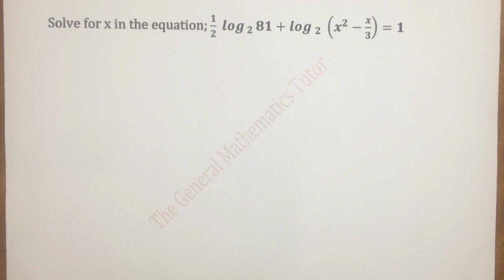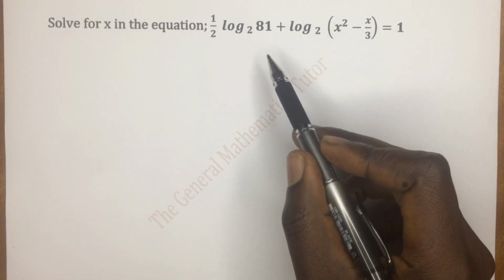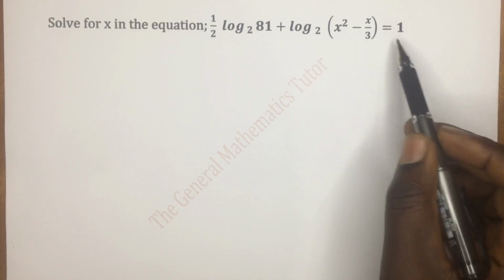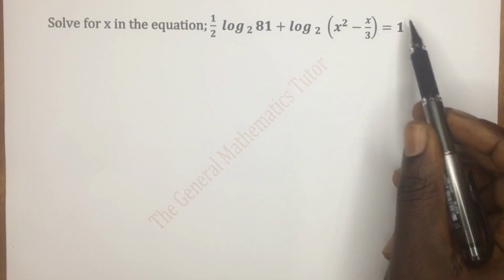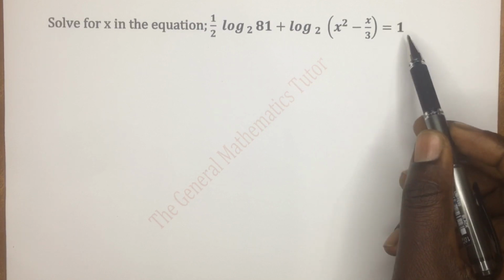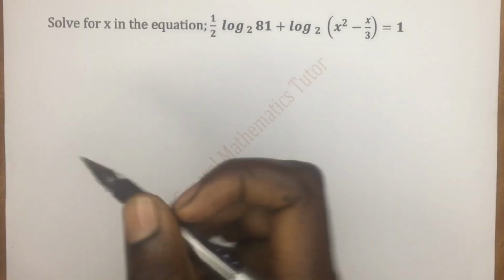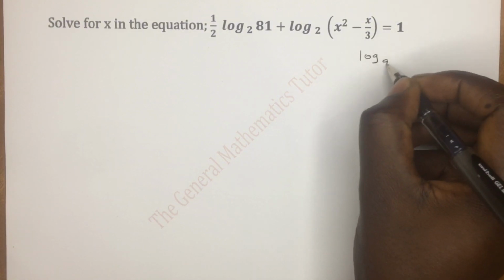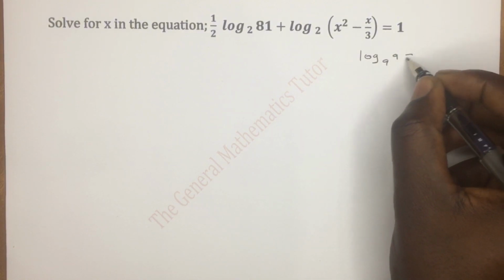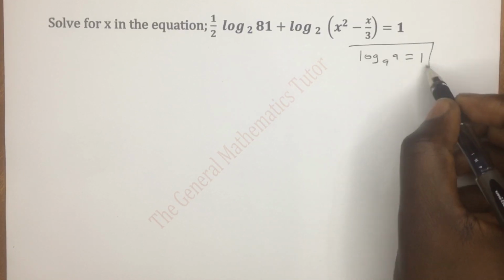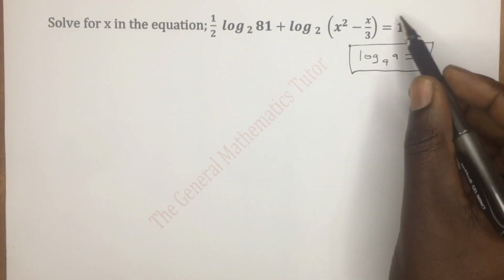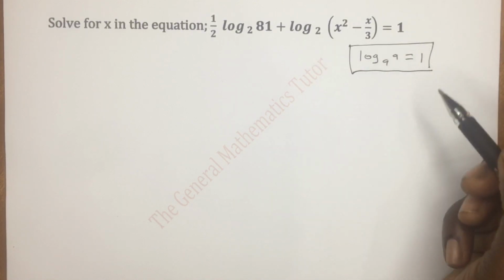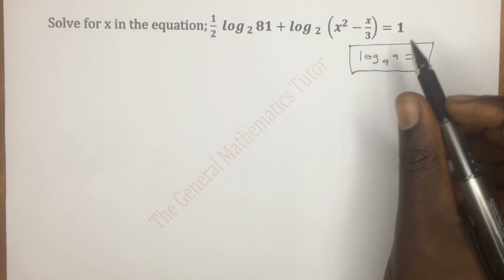So the first thing we need to note is that we should be dealing with all logs or all numbers. In this case, this is a number and the others are logs. So we're going to write this particular number as a log. From laws of logarithms, we know that if the base and the number are the same, then that log is equal to 1. So we can rewrite 1 as log to base 2 of 2, so that we deal with uniform terms.